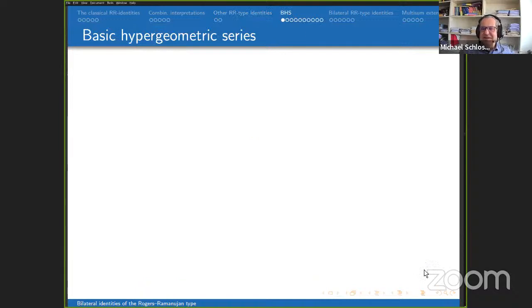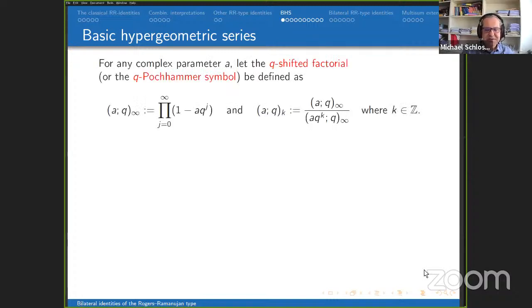Now it's more or less the half of my talk. I think I'm quite okay in time. So now I'm interested in bilateral extensions of these identities. So we need a little bit of basic hypergeometric machinery.